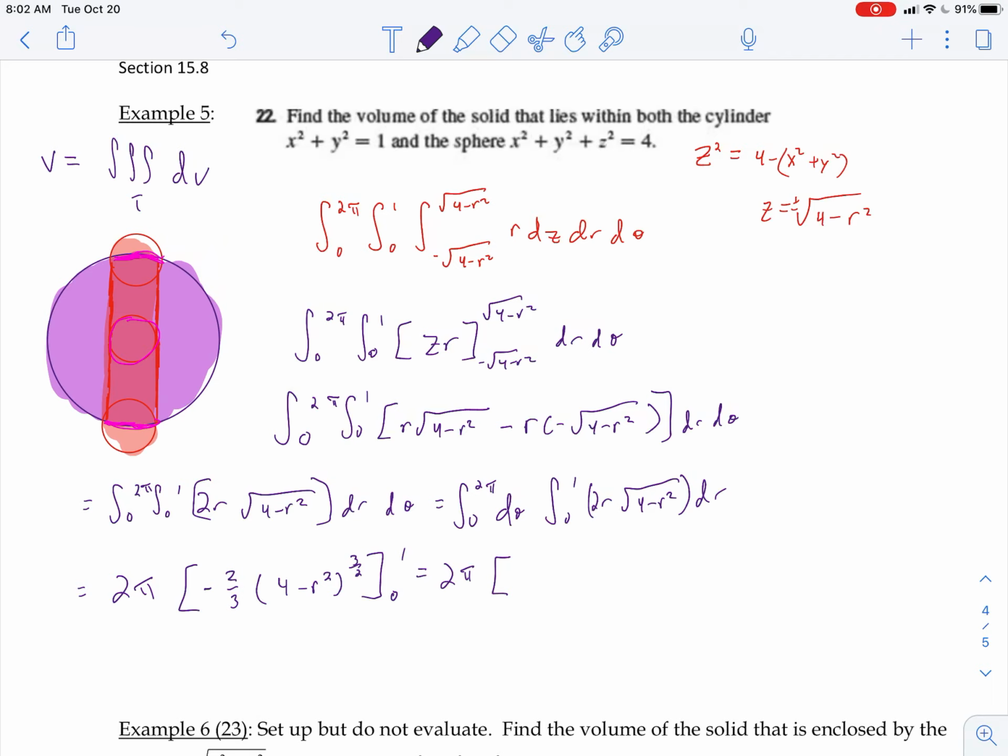All right. Now we just go ahead and plug in. And the first part, I get 2 pi. When I plug in 1, I get 1 squared is 1. 4 minus 1 is 3.